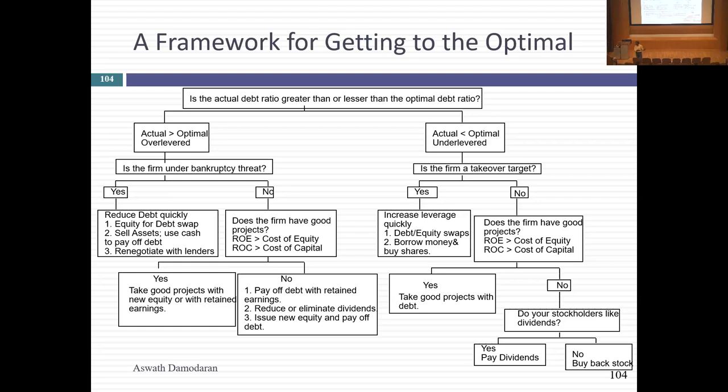So here are some of the things you can do to try to bring your debt ratio down. None of them are going to be acceptable at first sight to the lenders. But they might have to bend, because if they don't do it, they're going to end up with often nothing, or wait 15 years to get it.